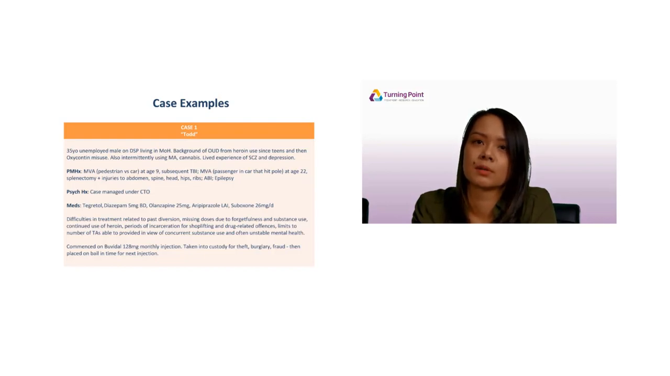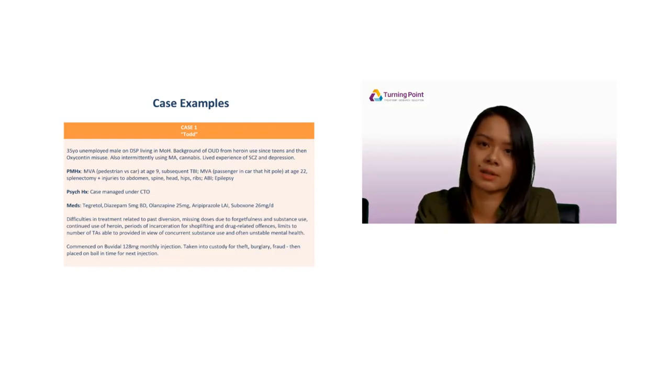So his treatment with Suboxone was quite difficult because he'd previously diverted that. He'd often forget doses of Suboxone because he was forgetful, and he at times could be intoxicated with these other substances and forget to go to the pharmacy. He was still using heroin on top of his Suboxone, and then he had periods of incarceration and interruptions in treatment whenever he went to jail for shoplifting and drug-related offences.